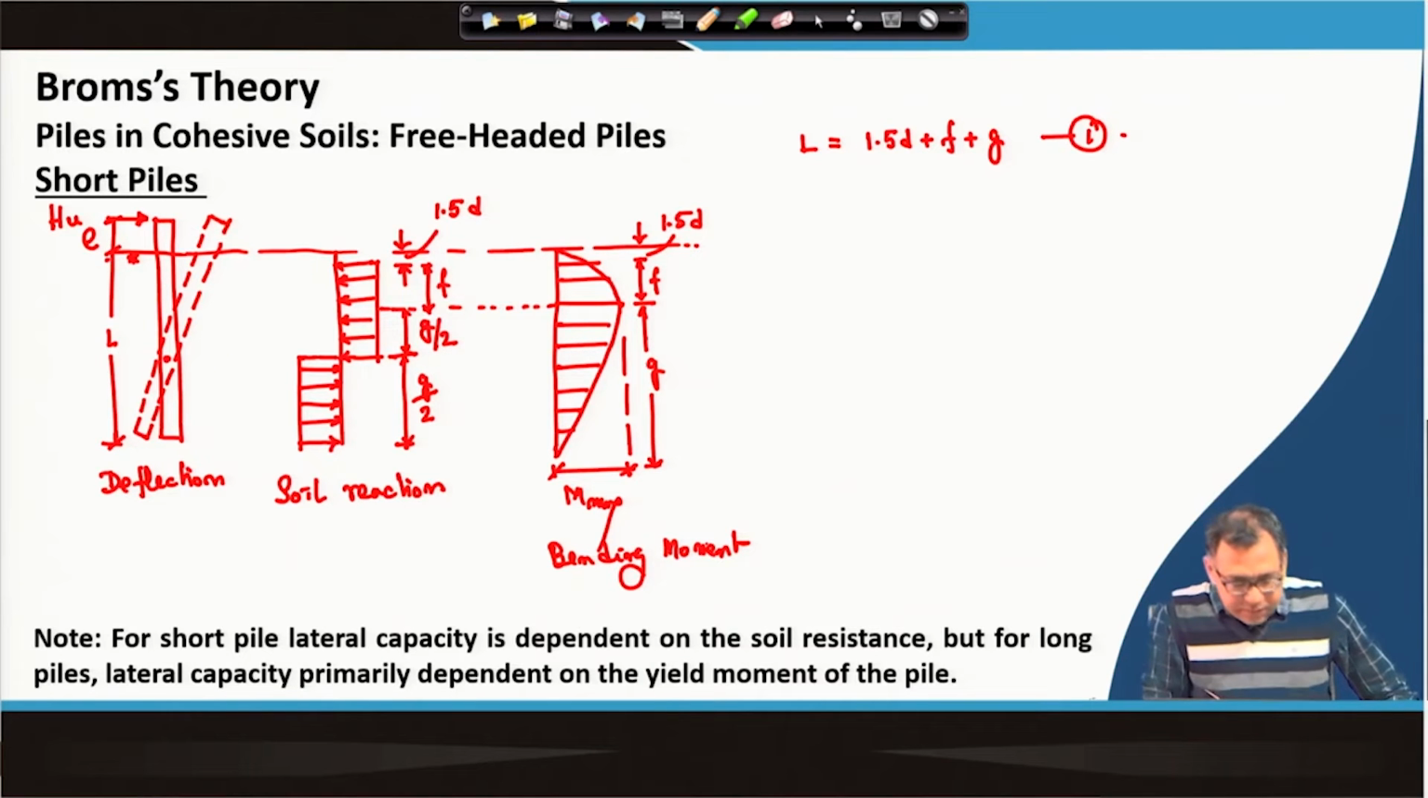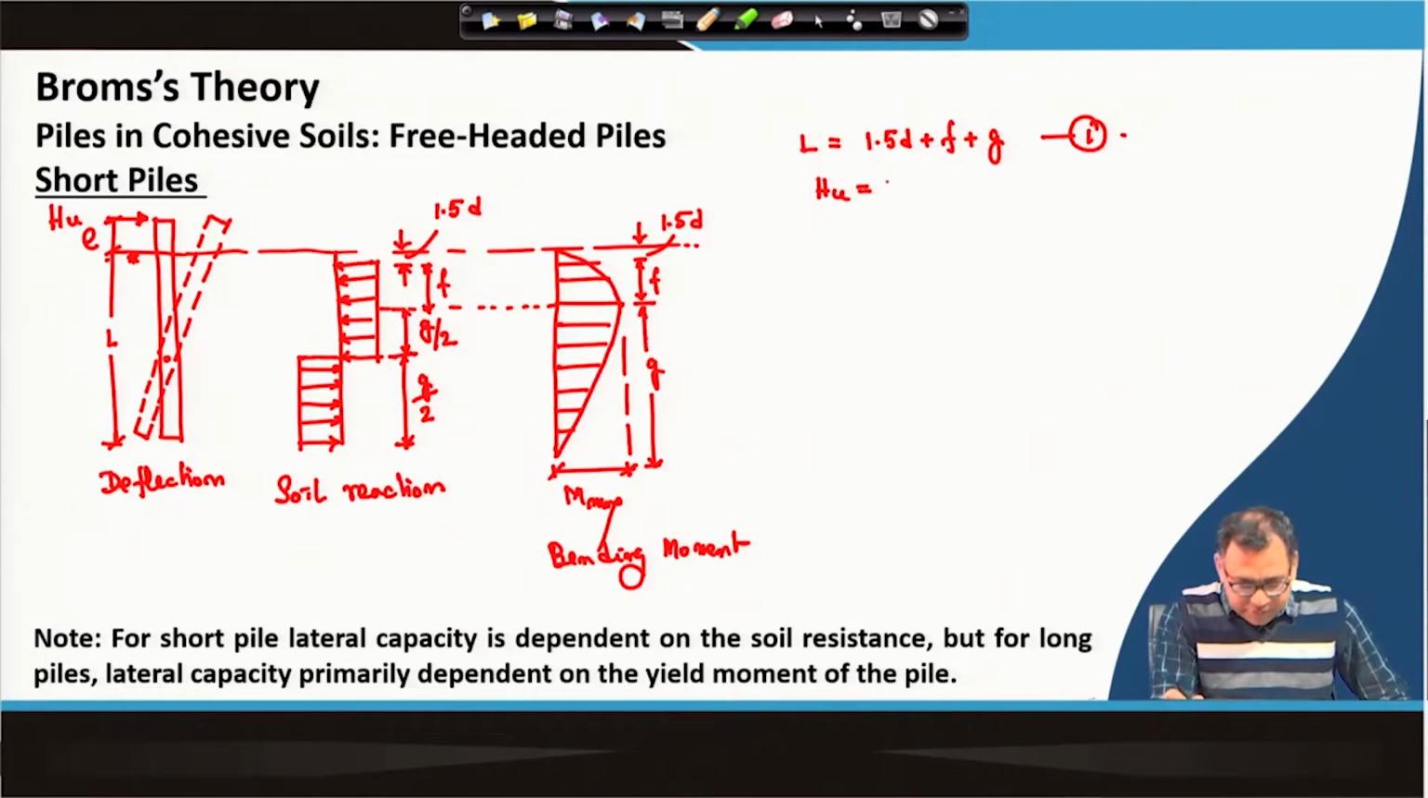Okay. So, if I want to determine the HU value, HU is acting laterally. If I look at the soil reaction diagram, then the G plus G divided by 2 part and the G by 2 upper part, these two will cancel out. So, the HU will come from the small f portion only. So, I can write that HU will be equal to, because this G by 2 will cancel out.